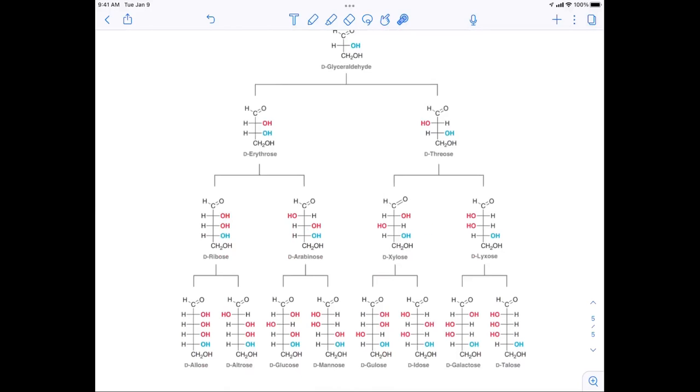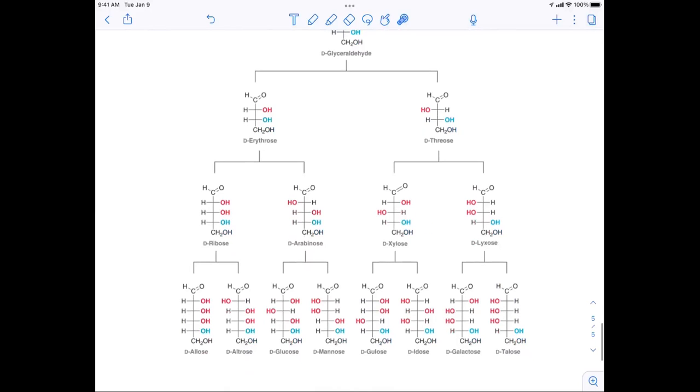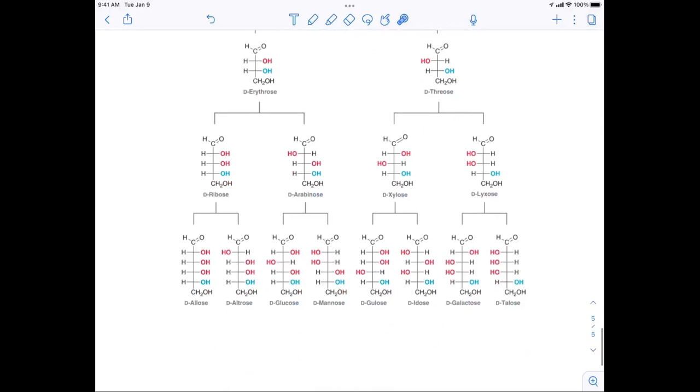So ribose, arabinose, xylose, lyxose. And then from there, right, there's families. So ribose actually will create the allose and the altrose. The arabinose creates glucose and mannose. Then our xylose creates glucose and idose. And then D-lyxose creates galactose and talose, right?